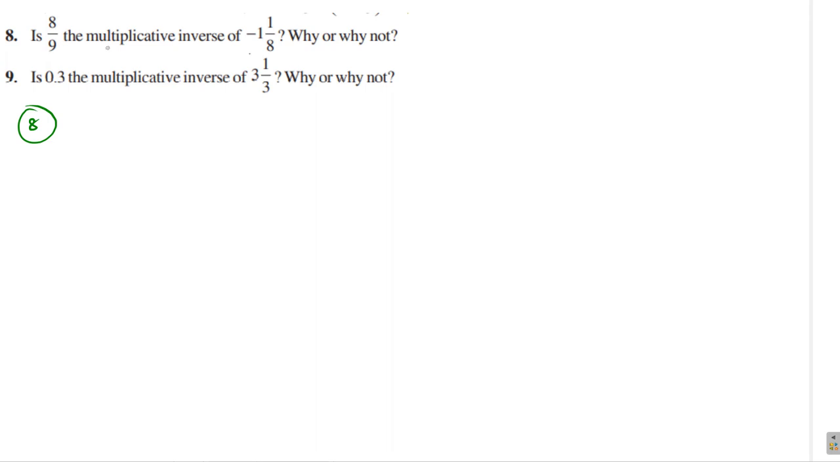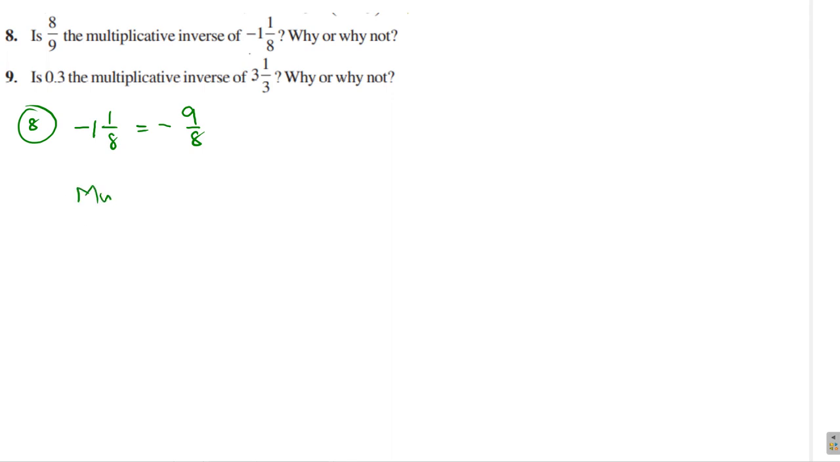Is 8 by 9 the multiplicative inverse of negative 1 over 8? Why or why not? So here, first let us simplify minus 1 by 8. This is a mixed fraction, write this as an improper fraction. So 8 times 1 is 8, then plus 1 is 9. So minus 9 by 8.